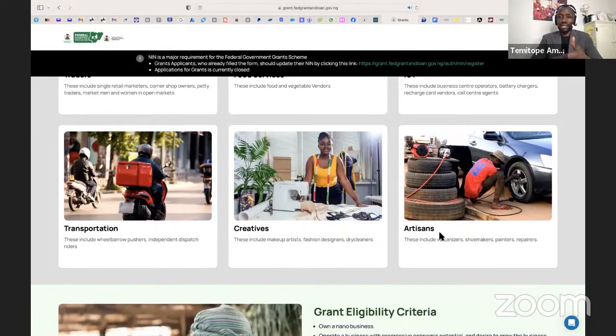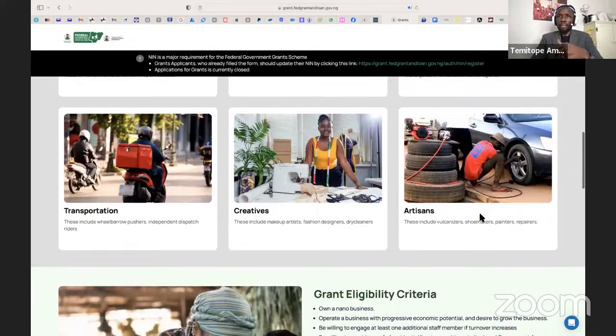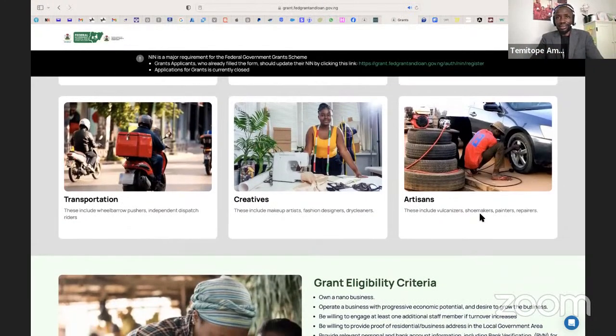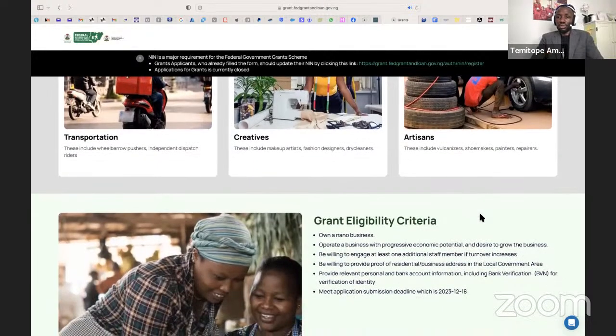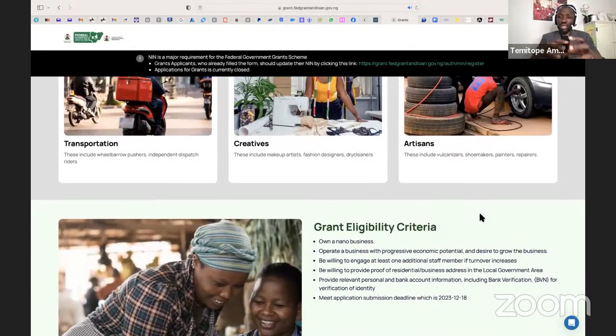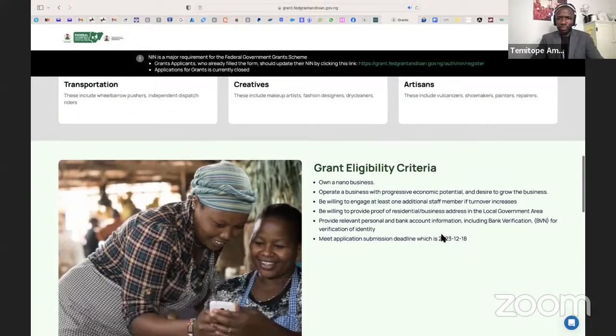look at it, an artisan, someone that is into, you can say, tire repair here. So imagine a repairer who for the whole day may not even have up to 50,000 as sales. So having 50,000 to buy maybe the pump or to buy the material that is used to patch tires and the likes is also going to help his business in one way or the other.